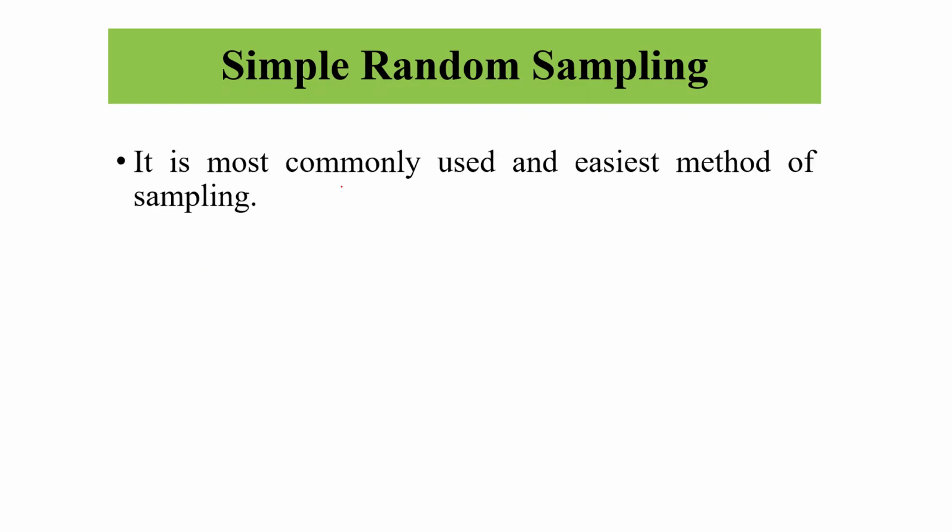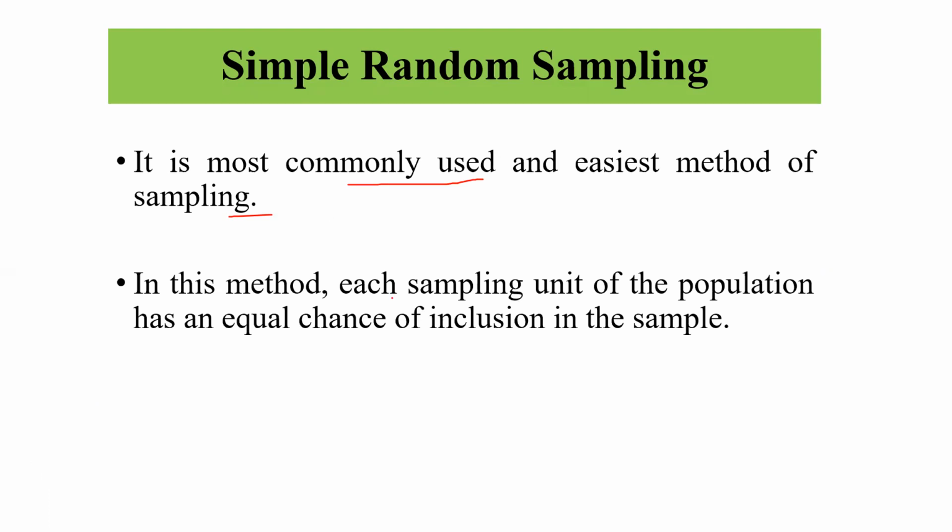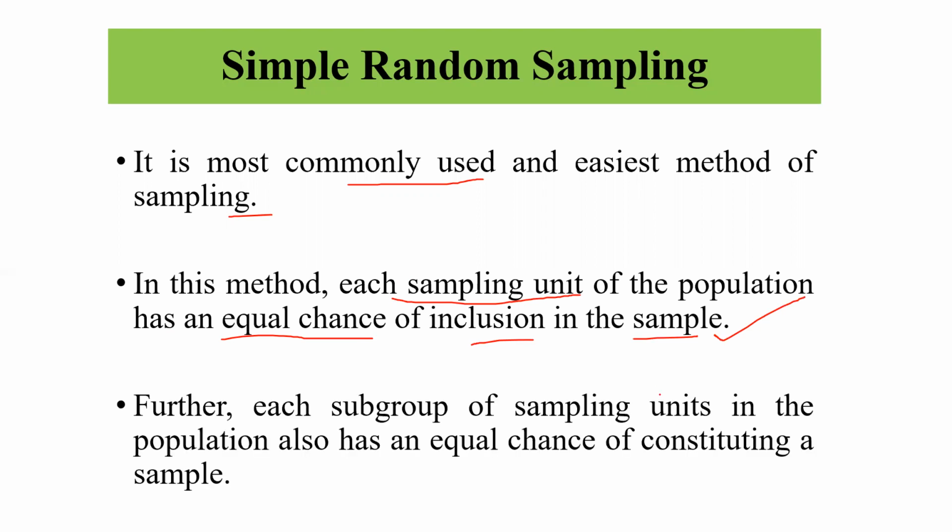Simple random sampling is the most commonly used and easiest method of sampling, and in this method each sampling unit of the population has an equal chance of inclusion in the sample. This point is very important: equal chance of inclusion in the sample when we are applying the simple random sampling method. Each subgroup of sampling units in the population also has an equal chance of constituting a sample. These are the important points.